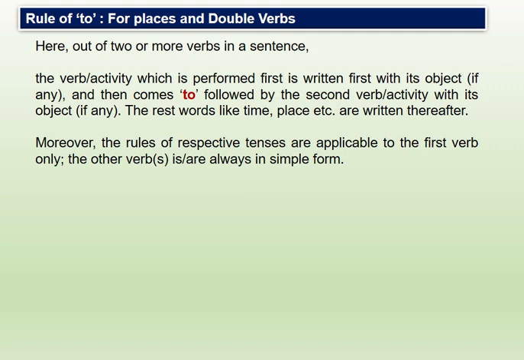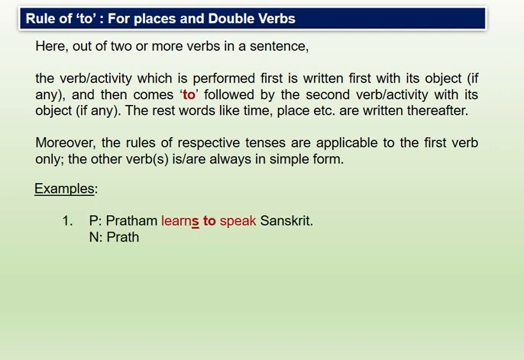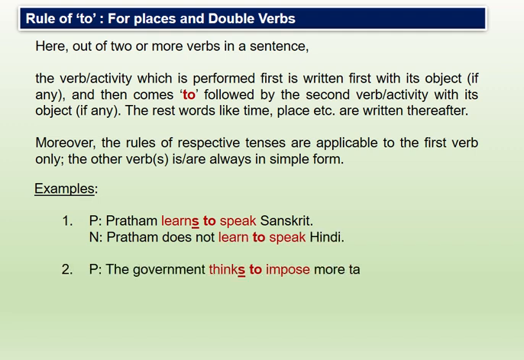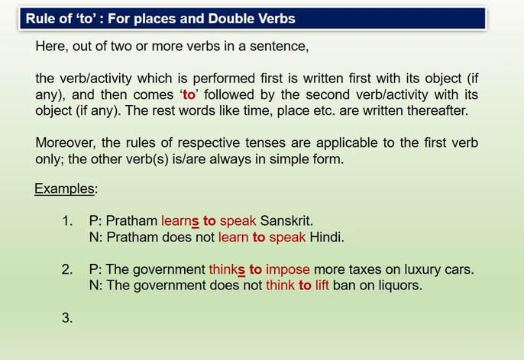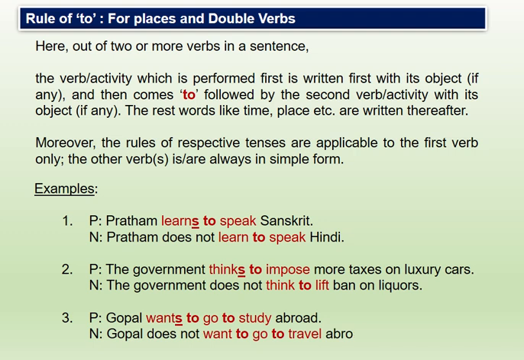For all the main and internal rules, I'm going to give you some examples on your screen now. So Pratham learns to speak Sanskrit. Pratham does not learn to speak Hindi. Here we have given examples to show you that whatever the respective rules of tenses are, they are applicable to the first verb only and not the second or third.